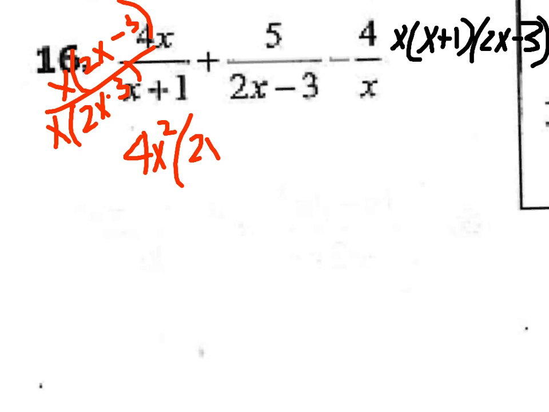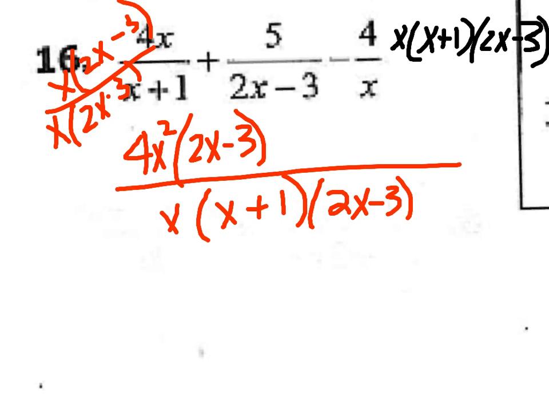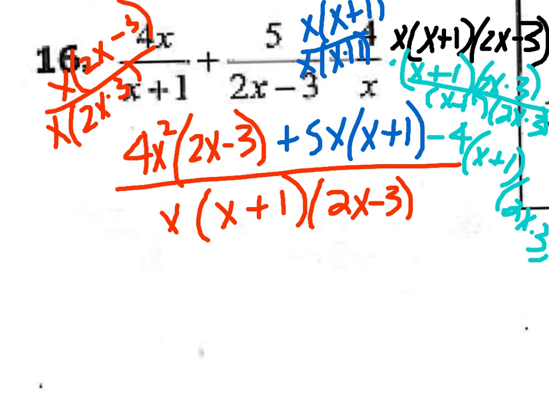So my first one, I noticed that I was missing an x and a 2x minus 3. So I went ahead and multiplied, and I end up getting 4x squared times 2x minus 3. My second one, I'm missing an x and an x plus 1. So that's where this comes from. And that third one, that minus 4 over x, I'm missing an x plus 1 times a 2x minus 3.